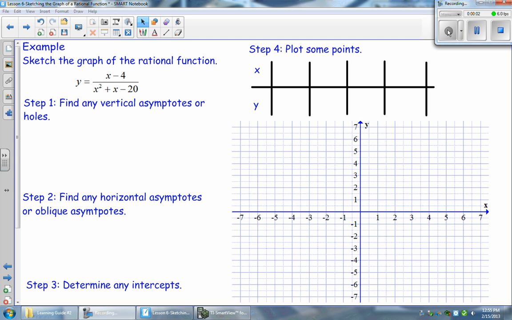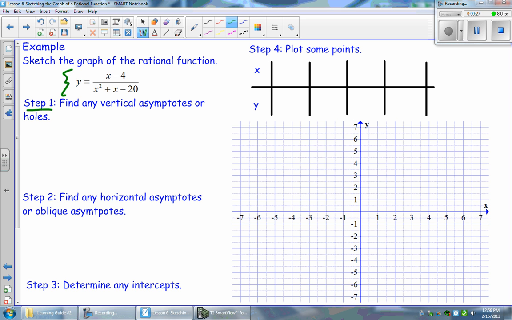In this lesson, I'm going to teach you how to sketch the graph of a rational function without using a calculator. How we're going to do that is we're going to use all the knowledge that you have attained in my previous lessons about the graph of a rational function. So I'm given a rational function here, y is equal to x minus 4 over x squared plus x minus 20. And there's several steps in sketching this graph here.